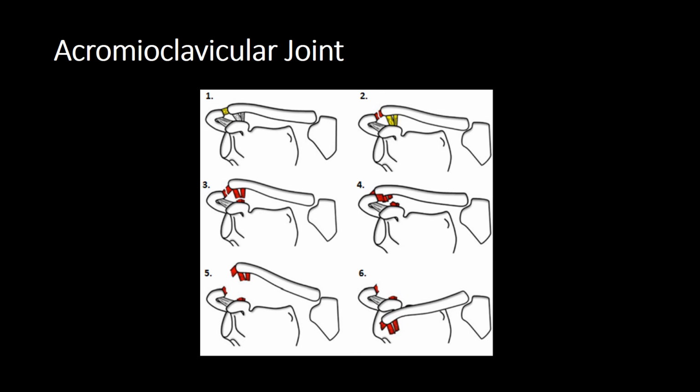Type 5 involves a disruption to both the acromioclavicular and the coracoclavicular ligaments, with gross displacement of the clavicle. Type 6 also involves disruption to the acromioclavicular and the coracoclavicular ligaments. However, the clavicle is displaced inferiorly to the coracoid process.